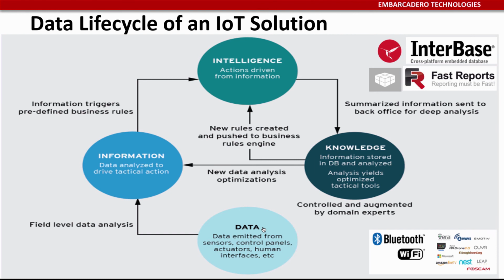Our tactical data processing can occur at the controller tier with data analyzed near field to allow immediate action to be taken. And this is the data that we get from the devices, sensors, and gadgets. Next, this field level information analysis prompts actions based on predetermined business rules. And once these actions occur, summary information is relayed to the back office for deep analysis.